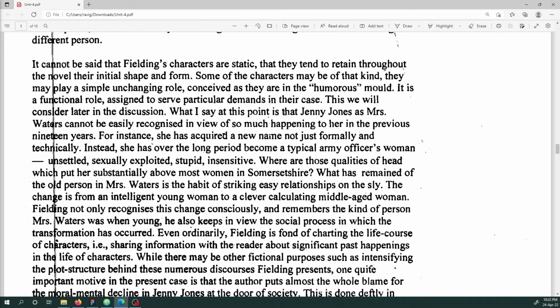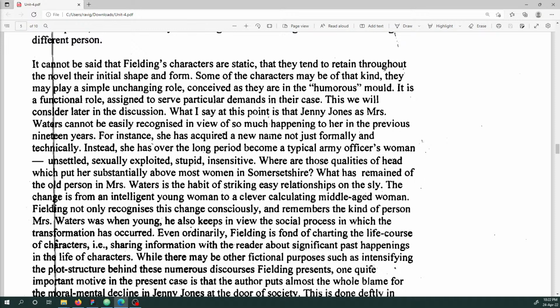What I say at this point is that Jenny Jones as Mrs. Waters cannot be easily recognized in view of so much happening to her in the previous 19 years. For instance, she has acquired a new name not just formally and technically. Instead, she has over the long period become a typical army officer's woman, unsettled, sexually exploited, stupid, insensitive. Where are those qualities of head which put her substantially above most women in Somersetshire?